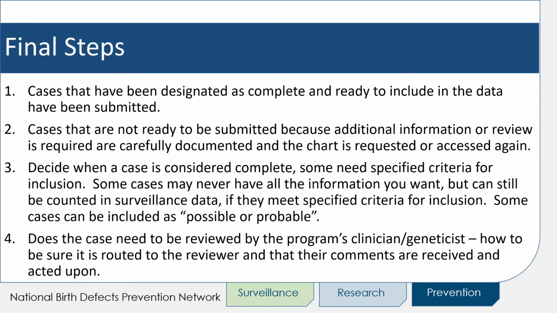When deciding whether a case is considered complete, it is helpful to use specific criteria to be designated as complete. Some cases might never meet all the criteria for desired information, but can still be counted in surveillance data if they meet specified basic criteria for inclusion. In such instances, these cases can be included as possible or probable.